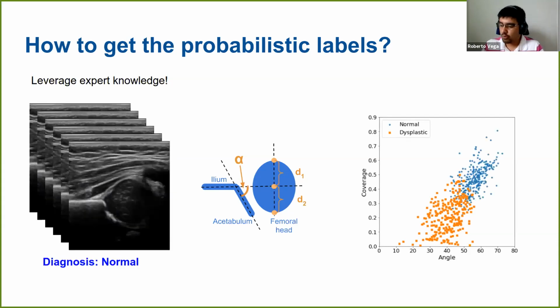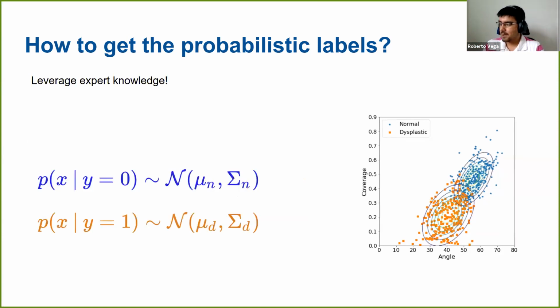Then we'll repeat the same for every image that was diagnosed as normal. So now we have this plot. And now if you look at this data, it looks like a Gaussian might approximate this well enough. So then we can fit a Gaussian to each of the groups. We can fit a Gaussian to the blue group, that is when the person is normal. And then we find the parameters, mu and sigma, the mean and the covariance matrix of this normal distribution.